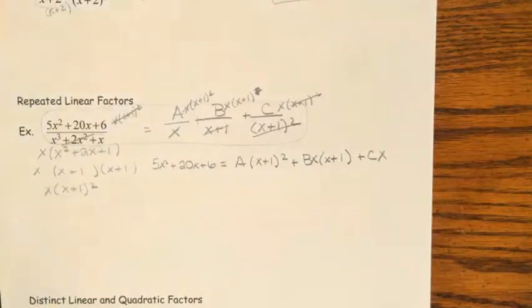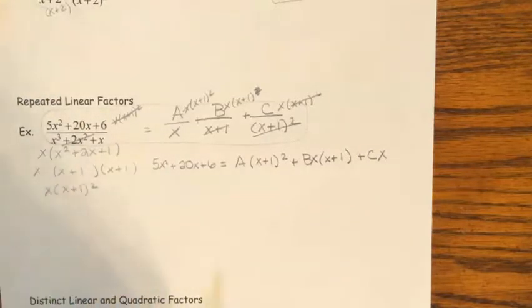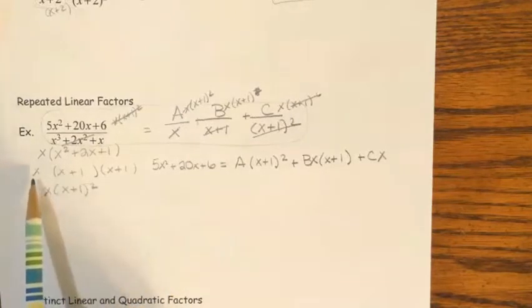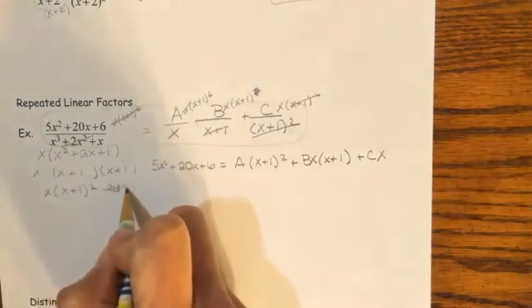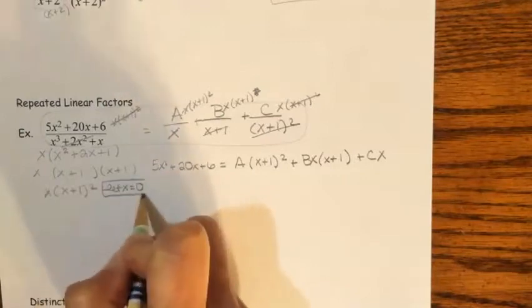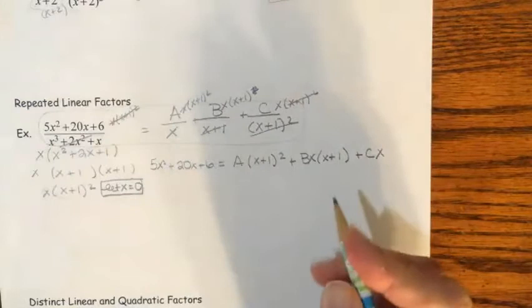So let's look at values that we can plug in to get rid of certain variables. Since my factors are x and x plus 1, what can I let x be that will eliminate some of my variables? Well, if x is 0, so let's let x be 0. I'm plugging in 0 for x here.